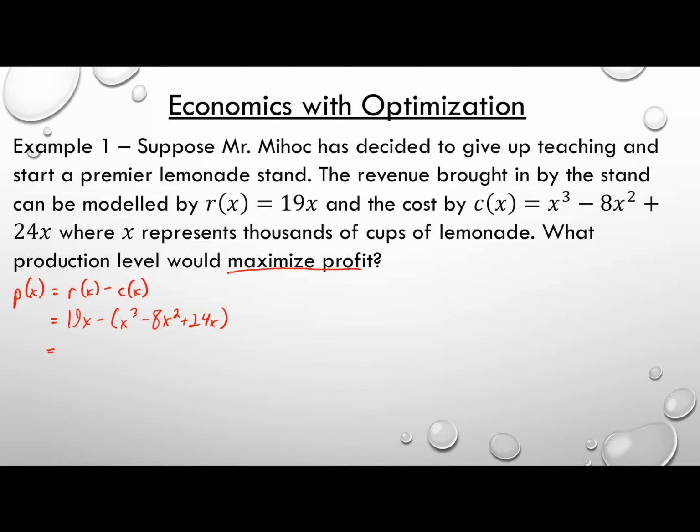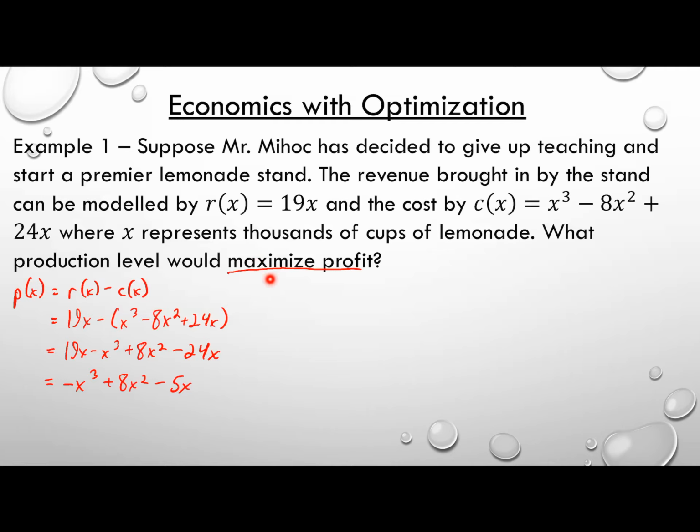First let's distribute that negative. So 19x minus x cubed plus 8x squared minus 24x. It looks like we do have some like terms, 19x and minus 24x. So if we simplify this, we get negative x cubed plus 8x squared minus 5x. That would be our simplified profit function. Okay, so we are trying to maximize this function.